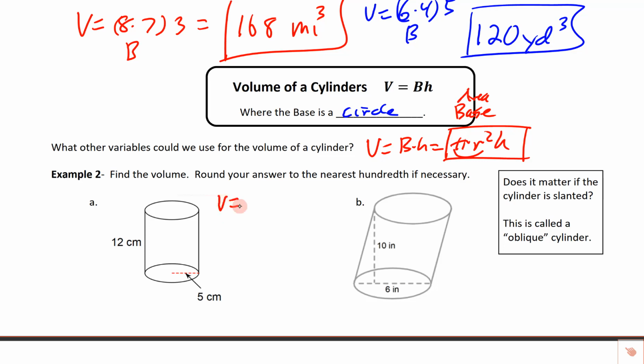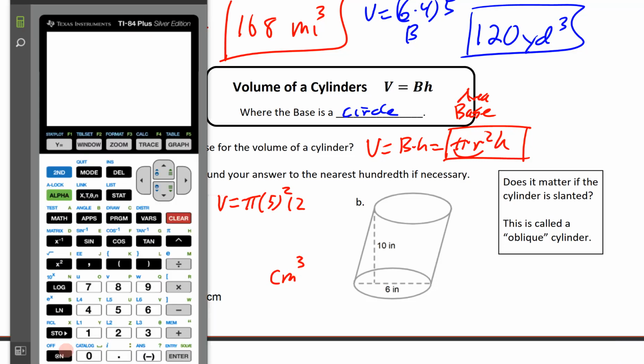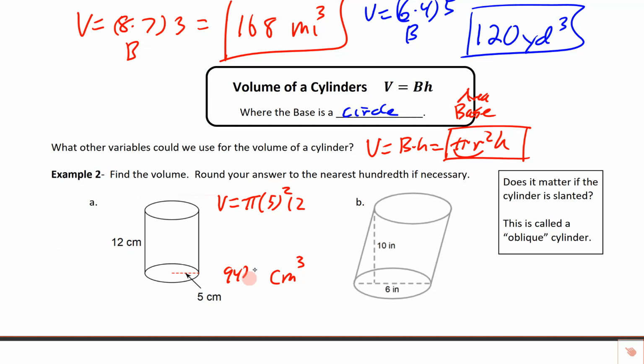So the volume on this one is going to be pi r squared, so that's going to be 5, and the height is 12. And all we have to keep track of is when we square the 5, we're squaring centimeters. And when we multiply by the 12, we're multiplying by another centimeter. So this is going to be centimeters cubed. And we'll grab the calculator, and we're going to do pi times 5 squared times 12. So 942.48. Yes. See some shaking heads, see some yeses? Yes. 942.48.